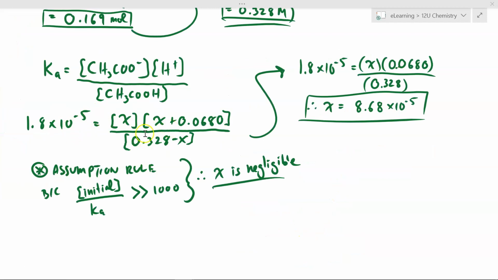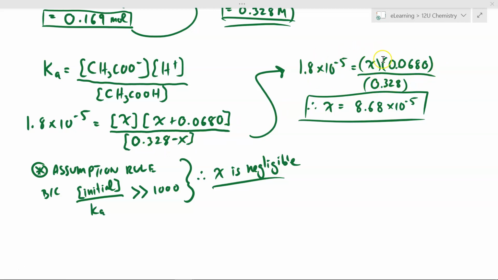To simplify this calculation, I'm going to use the assumption rule. As a reminder, we take the initial concentration divided by the Ka value. If that ends up being greater than or equal to 1,000, that means that your x value is negligible in comparison to the actual number you just tested against. So using the assumption rule, I tested against this one over here and this one over here, and I found the x values in both these cases are negligible. So x plus 0.0680 might as well be 0.0680. And 0.328 minus x might as well be 0.328.